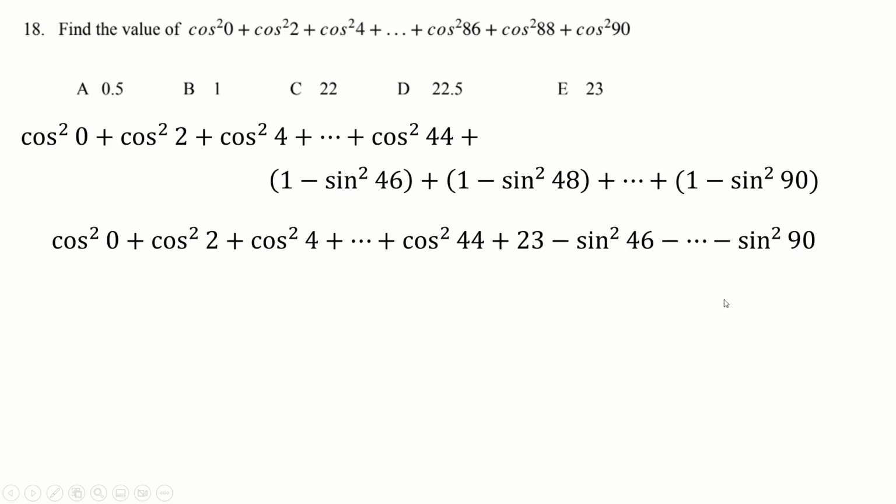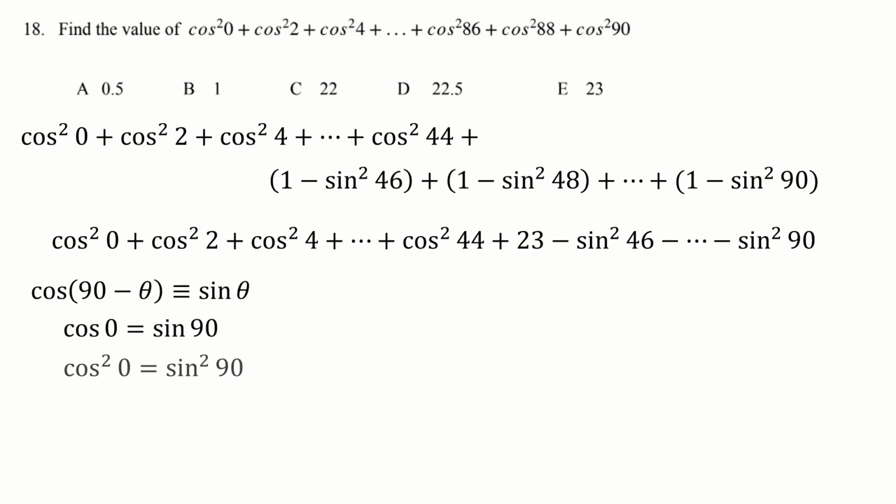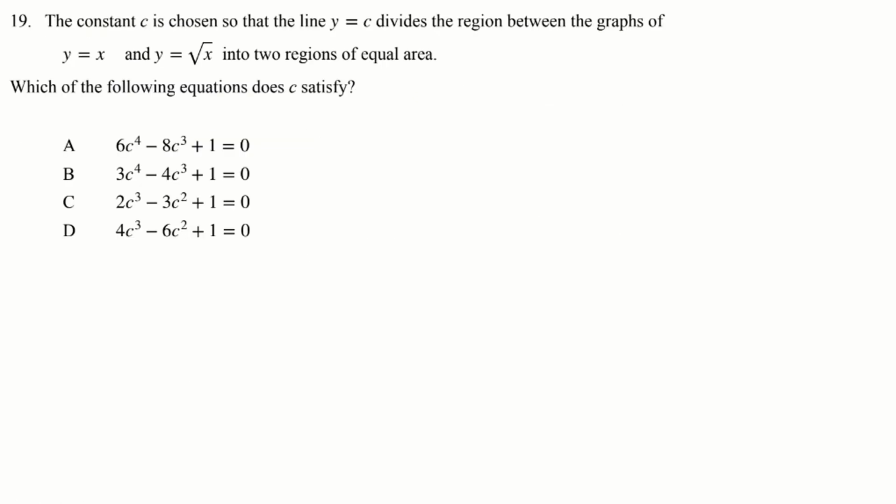Now the trick here is that cos of 90 minus theta is always the same as sine of theta. So for example, if theta was 90, you'd get cos of 0 equals sine of 90. Of course, you can square both sides, and that's still true. But what I'm saying is cos squared of 0 minus sine squared of 90 are just going to cancel each other out. And likewise, cos squared of 2 and sine squared of 88, because if theta was just 88, then that gives you cos of 2 equals sine of 88. So all of these cancel out, and you're just left with the 23 in the middle. And that will be the answer.